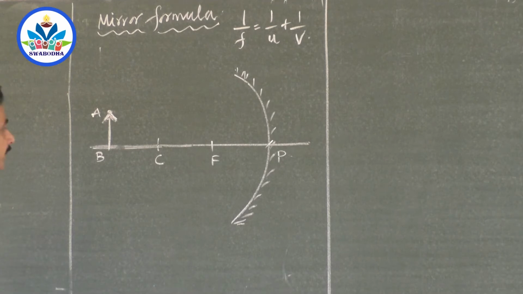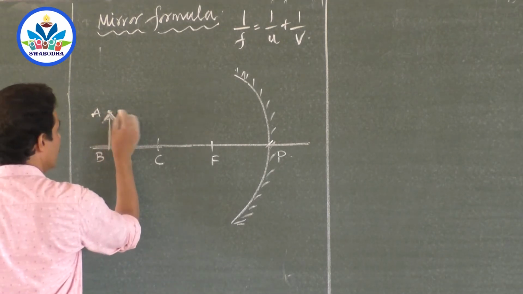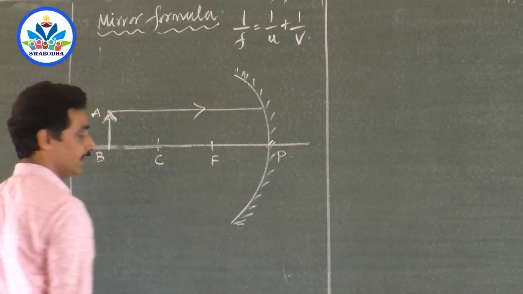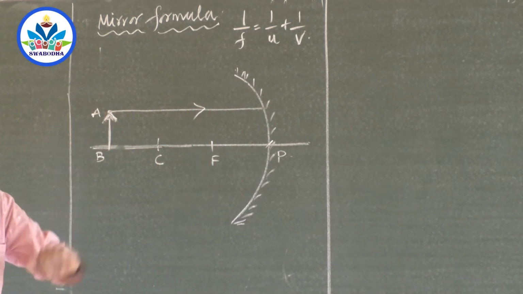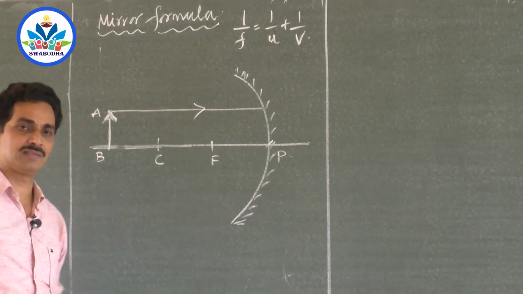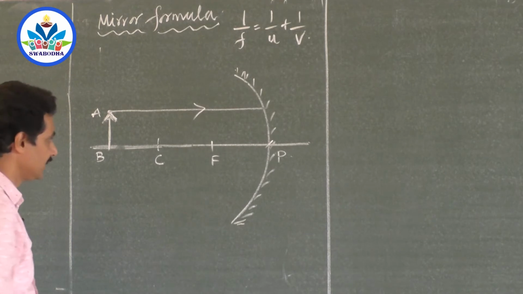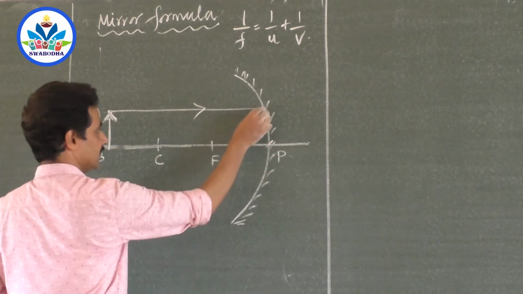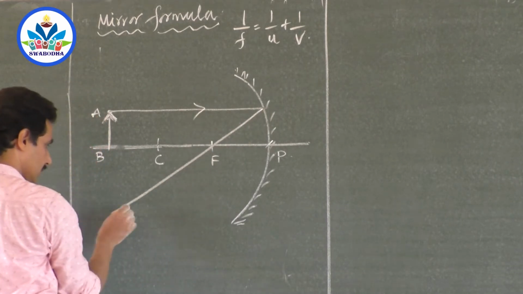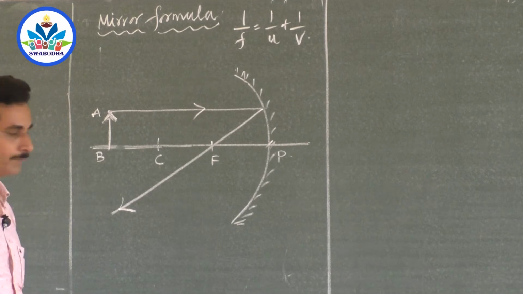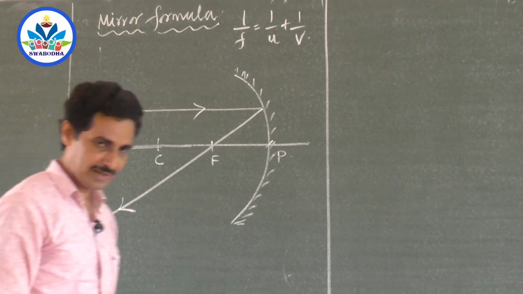Let us trace them. One friend starting from A and moving parallel to the principal axis. You know what happens to this boy or girl who is studying in school, and has left the school. Life is a journey now, and he is moving parallel to the principal axis. After reflection, it passes through the focus. You know this very firmly, that it should pass through the focus. One ray. So one friend has moved.